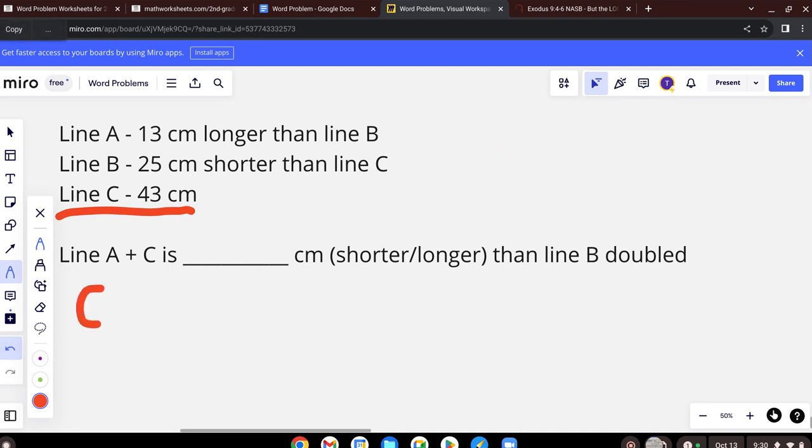Mommy, so we know that line A is longer than line B, and line B is shorter than line C. No, line B is shorter than line C, but line A is longer than line B. So what can we calculate next? We know line C. What can we calculate now? It's 43 plus 25. Why is it 43 plus 25?